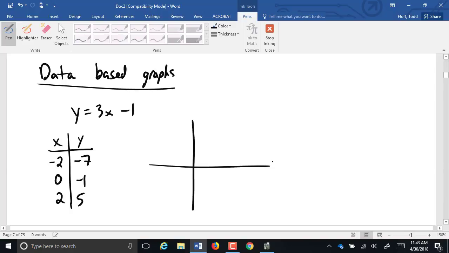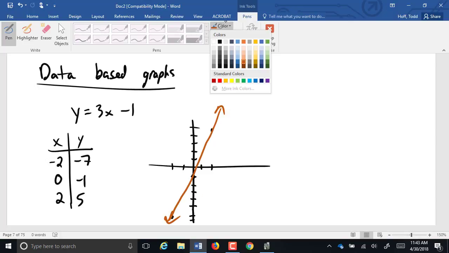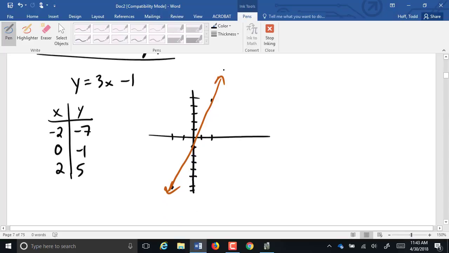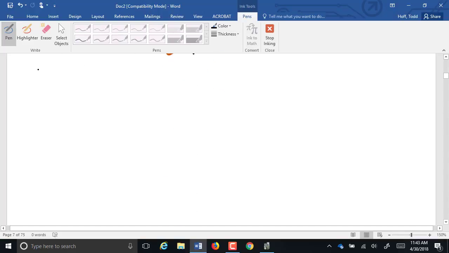And then we just plotted those points on the graph. So (-2, -7), (0, -1), and (2, 5). And so we plotted those points, and that allowed us to make the graph. Well, with our organizing data and graphing data, we're going to have to go through a similar intermediate step. Rather than starting with an equation, though, we're going to start with raw data.